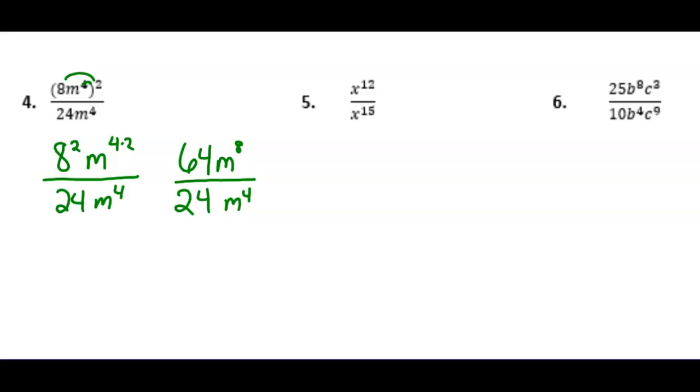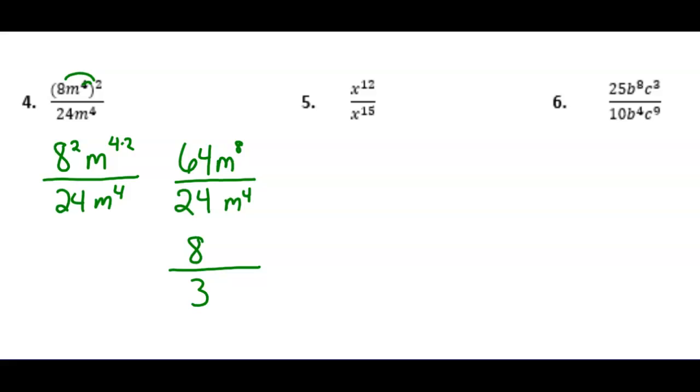Can I reduce this 64 to the 24? Can I divide both those by a number? 8, right? So how many times does 8 go into 64? How many times does 8 go into 24? 3. What do I have to do with my m's now? So I took care of my numbers. Now I have to take care of my m's. They're separate. So subtract.